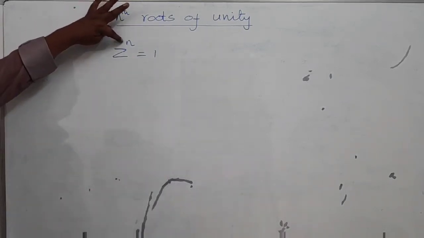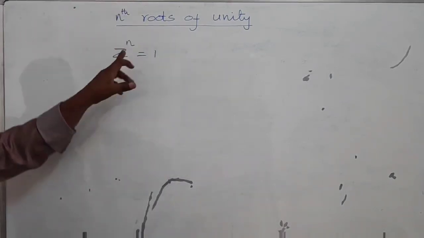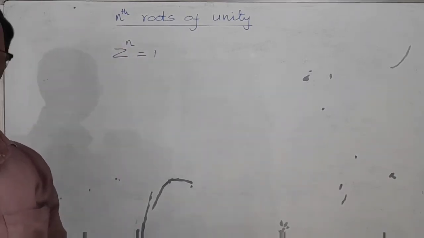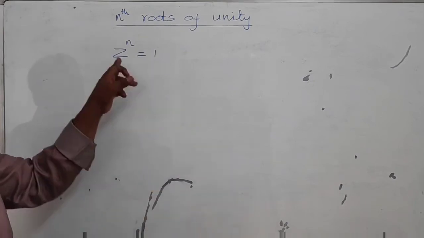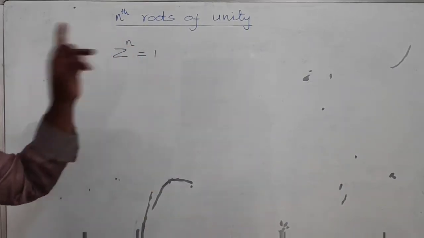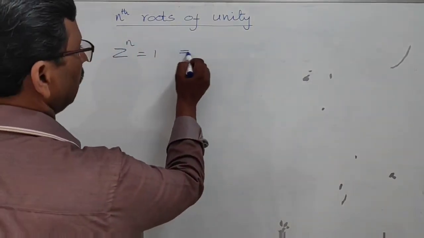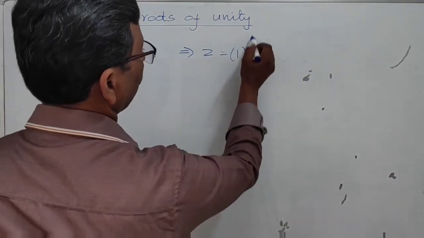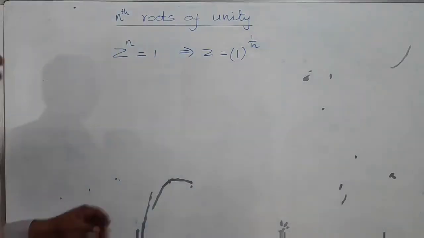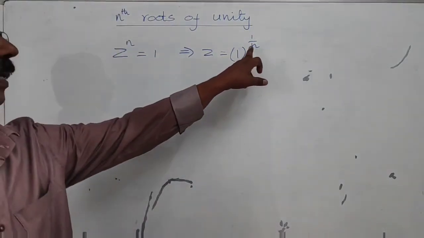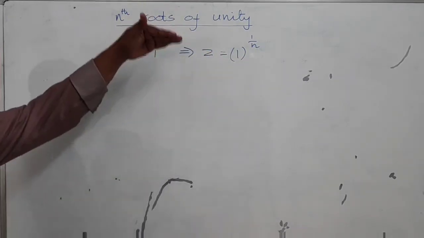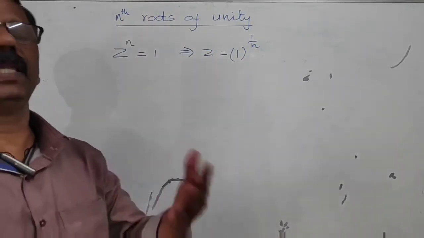Now it is an nth degree equation in z. Therefore it has n solutions. All these n solutions are called the nth roots of unity. Now you can say z is equal to 1 power 1 by n. If you write this, it can be called the nth roots of the complex number unity. Okay. Now let us see how to find its solution.